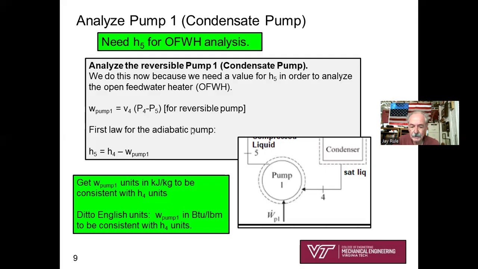Well, how about writing the first law for this adiabatic pump? So let's see, Q is 0, minus W out of the pump equals h5 minus h4. So you can show that h5 is simply going to be h4 minus W of pump 1. So it's going to be a bigger number. h5 is going to be a bigger number than h4 that you looked up. So get good with your units. Don't forget your units. In SI, it's going to be kilojoules per kilogram. In English units, the work of the pump, w dot over m dot, has got to be in BTUs per pound mass.